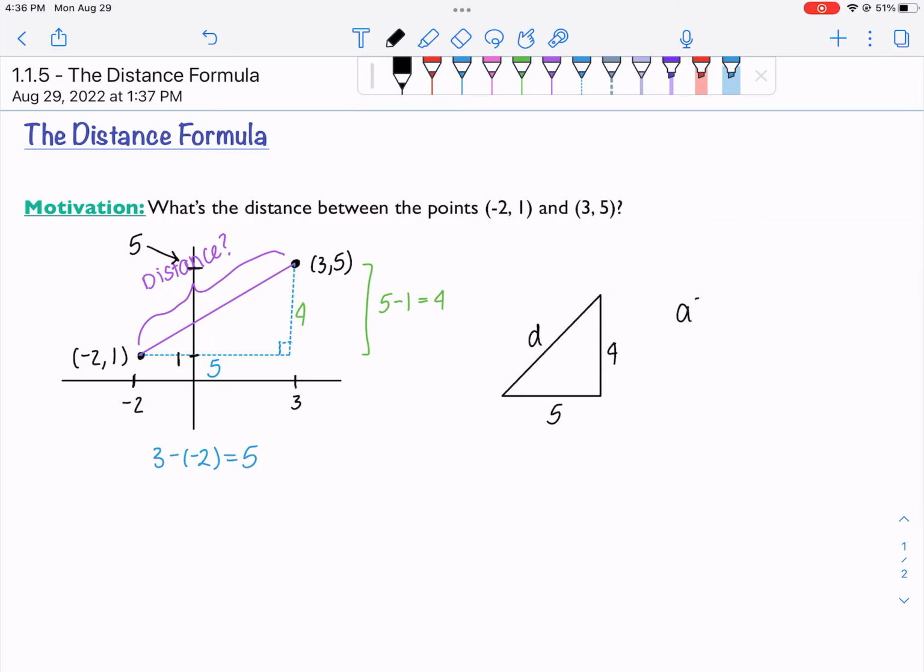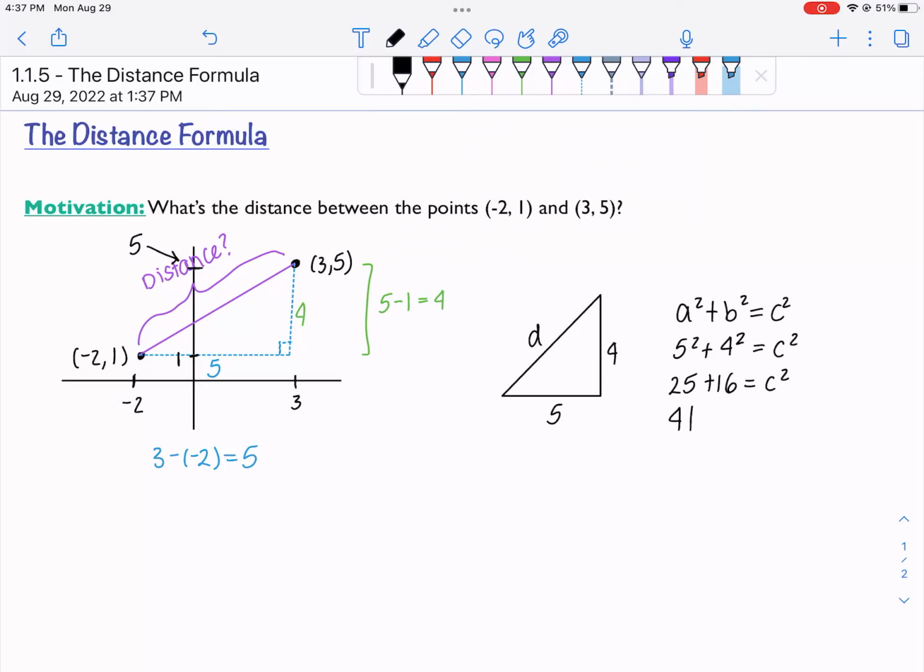The Pythagorean theorem is a squared plus b squared is equal to c squared, where c is always the hypotenuse. I'm going to let a be 5, so we have 5 squared, b will be 4, plus 4 squared is equal to c squared. We have 25 plus 16 is equal to c squared. Let's see here. We have 41. Did I really choose a not nice number here? I did. Okay.